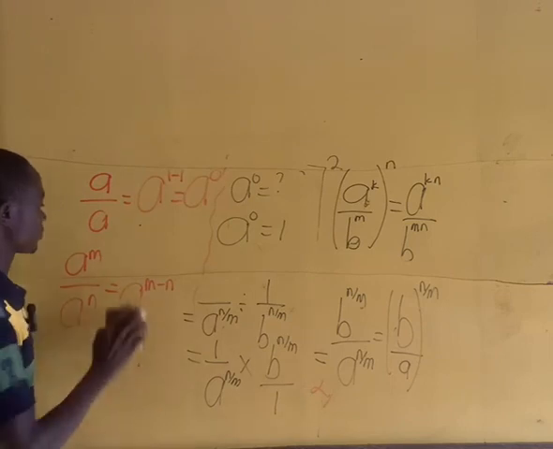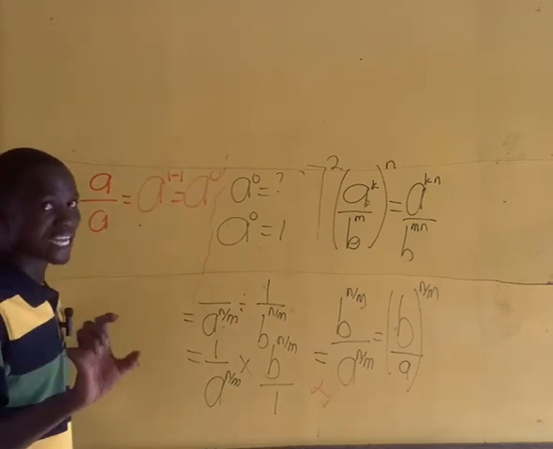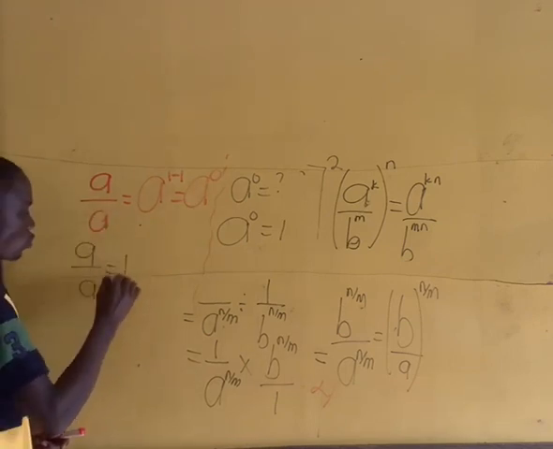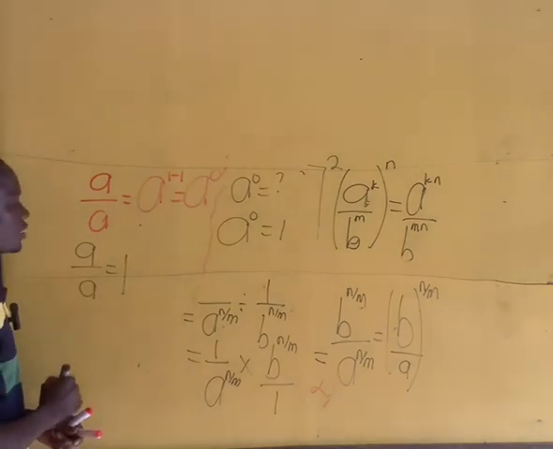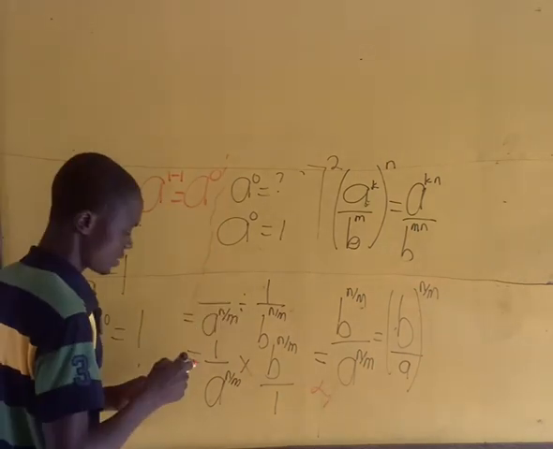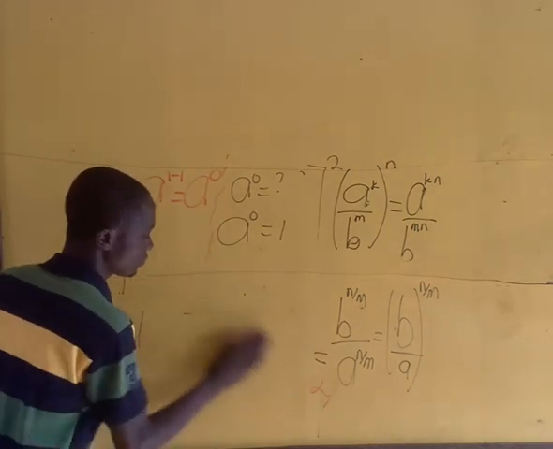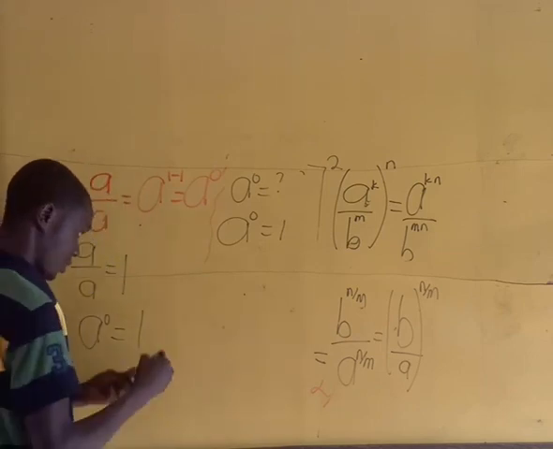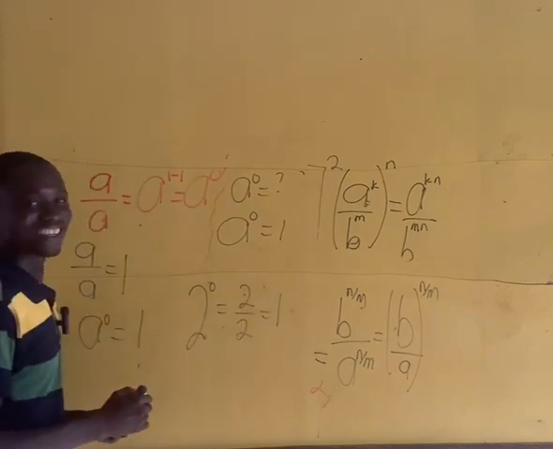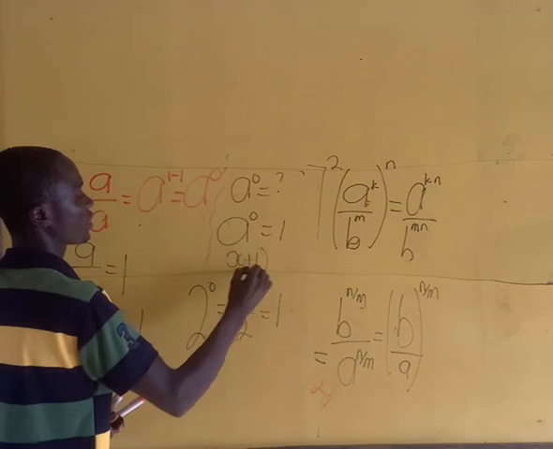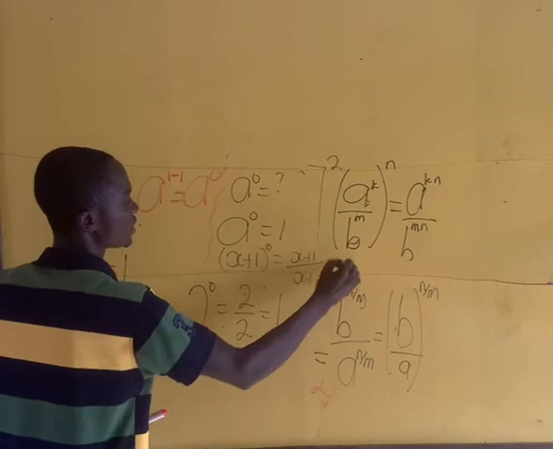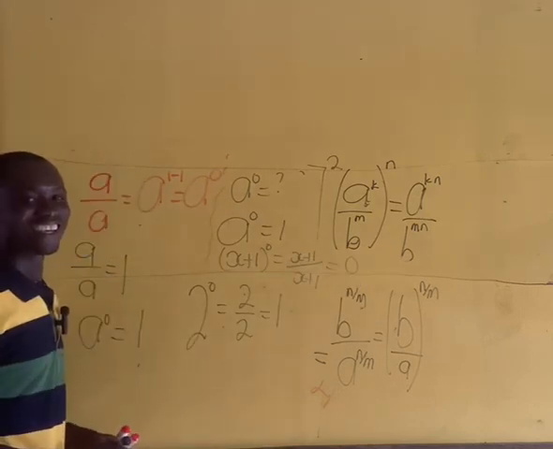So, from basic arithmetic, a divided by a is equal to 1 in a very simple way. So, a power 0 is also equal to 1. So, we say that if I have, let's say, 2 power 0, 2 power 0 is simply 2 divided by 2, which is 1. So if I have x plus 1 power 0, it is the same as x plus 1 divided by x plus 1, which is 1. In a very simple way.